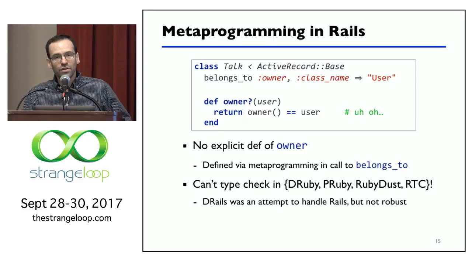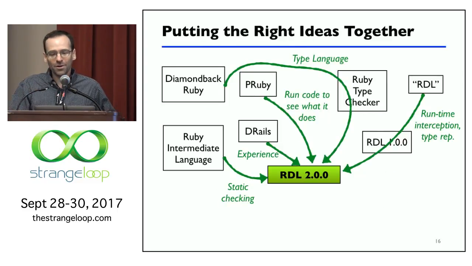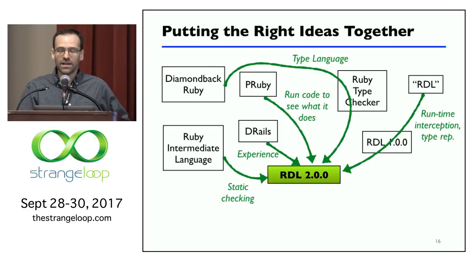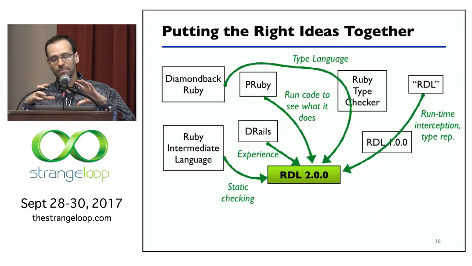All right. So what do we do to solve this problem? Fortunately, we realized we could take all that stuff, and even though it didn't solve the problem, we could put together bits and pieces from the previous systems. We could take the type language we had before. We did some profiling stuff, which gave us the idea of running the code to see what it does. We did some stuff with runtime interception, and some stuff with static checking. And we could put it all together.